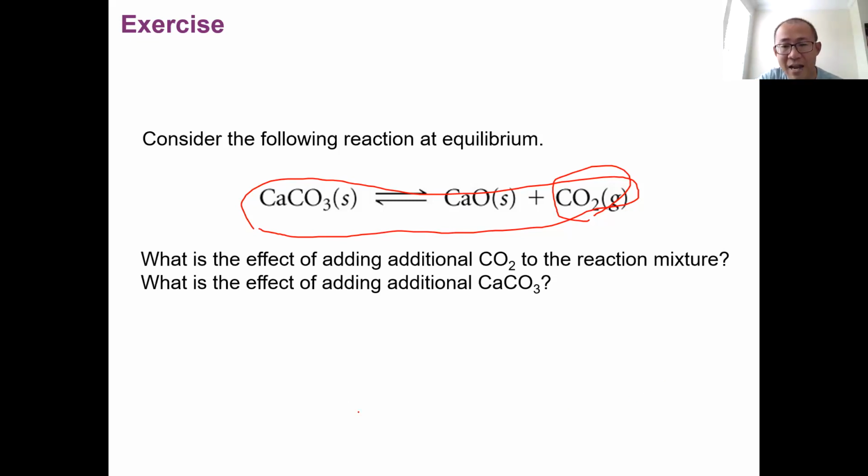But if you're adding calcium carbonate, because calcium carbonate is a solid, we know its concentration is 100%. No matter how much calcium carbonate you add, the concentration is still 100%. That means adding calcium carbonate, which is a solid, would not affect the equilibrium, because you're not changing its concentration. So adding CO2 will shift the equilibrium to the left, but adding calcium carbonate does not affect the equilibrium.